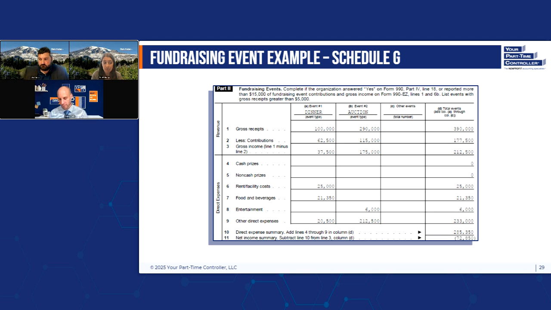Line 2 is your contribution revenue. This is the amount that people are paying in excess of what they're receiving. Line 3, that's going to be that quid pro quo number. That's going to be the value of the non-deductible amount on your ticket sales. That's going to be the fair market value of those donated auction items, things like that.